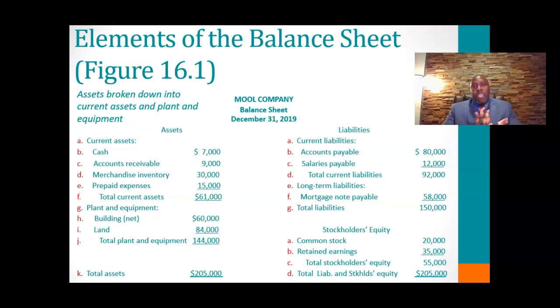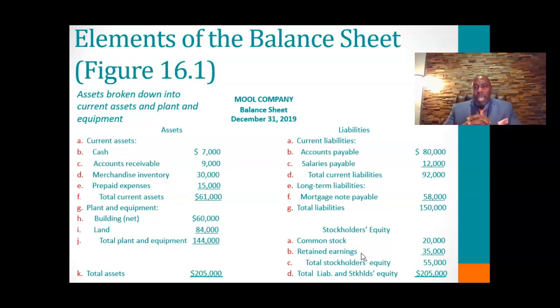When you think about the corporate structure of a business, these stockholders are the owners of that business organization. So when the Mool Company sells stock to a stockholder, it goes to an account known as common stock. Common stock shows the cash received from selling shares of stock to the stockholders of the actual company.